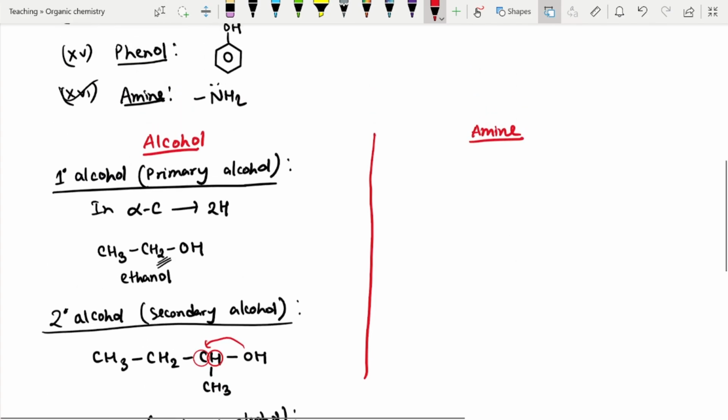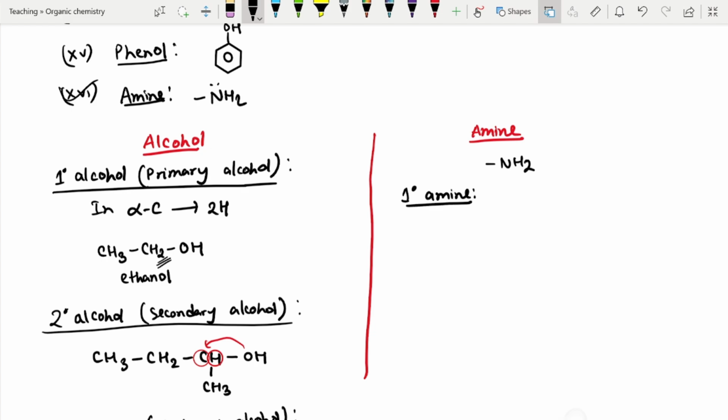Now let's talk about amine. The functional group of amine is bond NH2. The types are literally simple and similar like alcohol. So there are 1-degree amine or primary amine, or 2-degree which is the secondary, and 3-degree which is the tertiary.